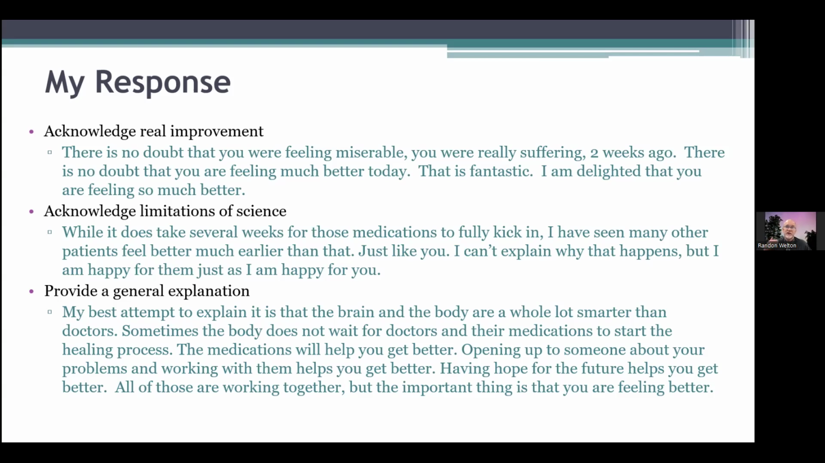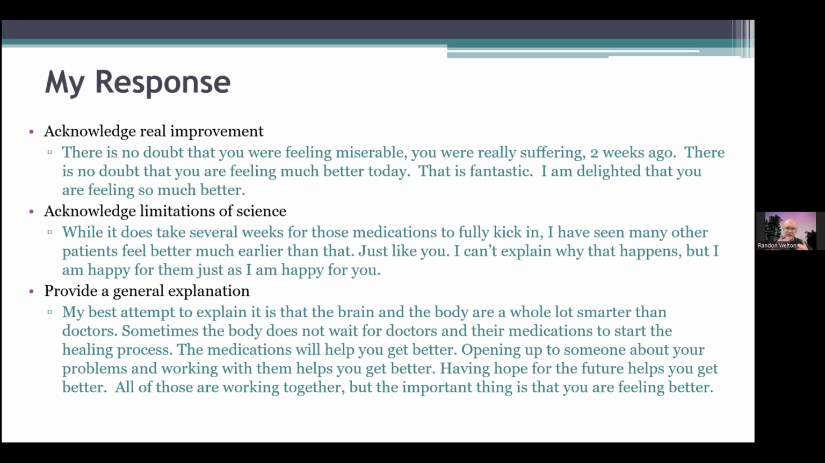While these medications do take several weeks to kick in, I have had lots of patients who, like you, have had a response much more quickly than that, who've responded within days of starting, or certainly within a week or two. I can't explain that. Our science can't explain why some people respond that quickly, while most of the time it takes much, much longer. I can't explain the science, but they feel better just like you're feeling better.